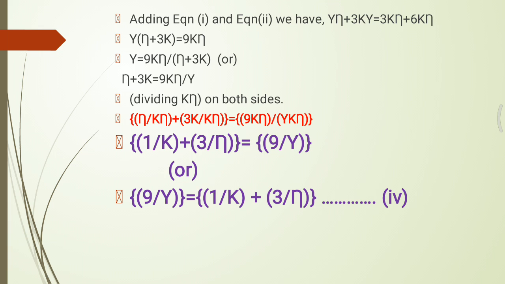And it can also be simplified as, if I transfer the terms, n plus 3k is equal to 9kn divided by y. Now if I divide every term by kn on both sides, that is the first term is n divided by kn, plus second term is 3k divided by kn, that is equal to third term is 9kn by y, that is also being divided by kn, that is given by 9kn by ykn. Now on cancellation of the terms, we get 1 by k plus 3 by n is equal to 9 by y, or 9 by y is equal to 1 by k plus 3 by n, which is the relation for the Young's modulus, bulk modulus and rigidity modulus, and it is given by 9 by y is equal to 1 by k plus 3 by n.